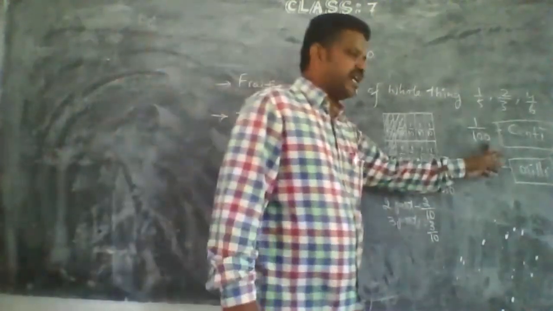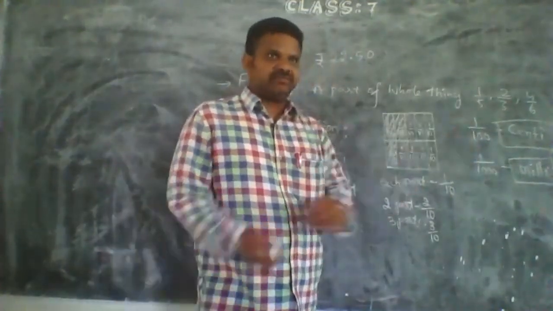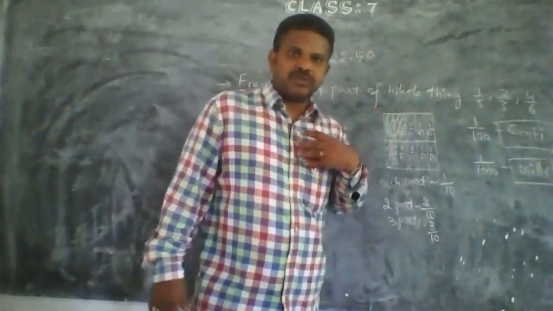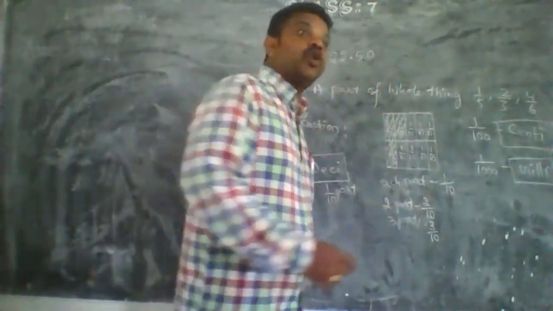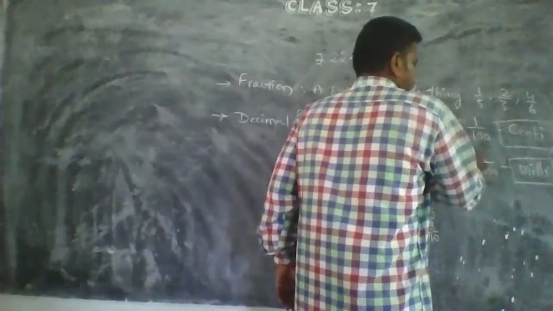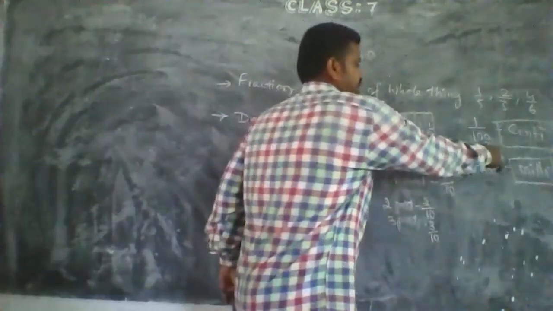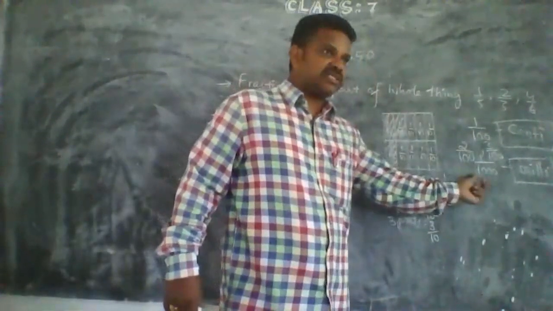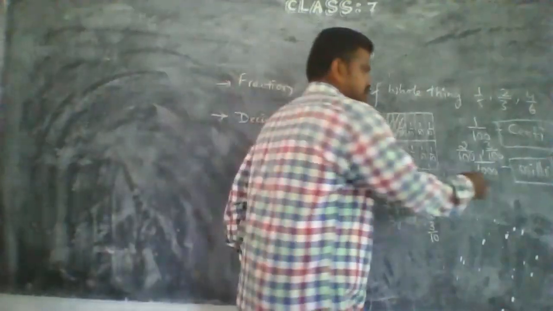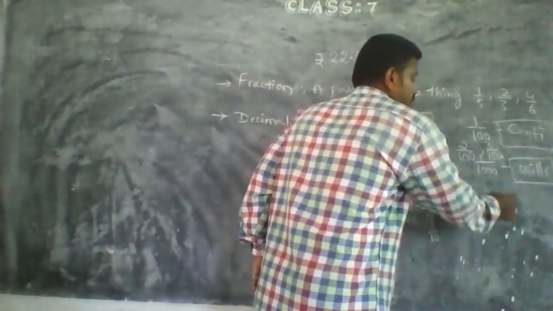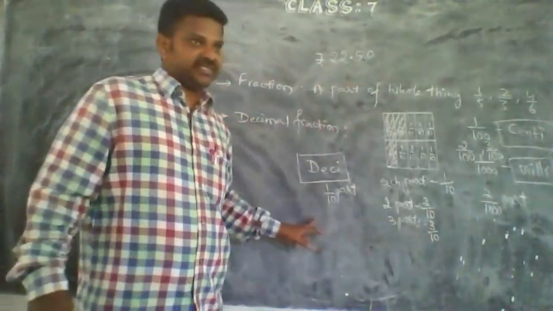Now come to the point here. It is out of 100 parts. One part is 1/100, no doubt. If I want to represent two parts, 2/100. If I want to represent three parts, 3/100, like that. Out of 1000 parts, if I want to take two parts, how will it be represented? 2/1000. The fractions are different.